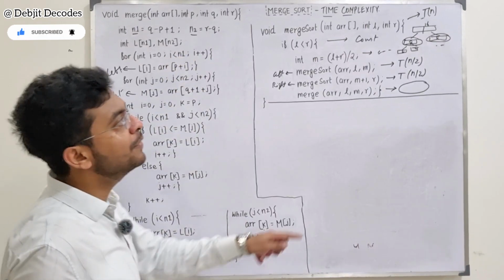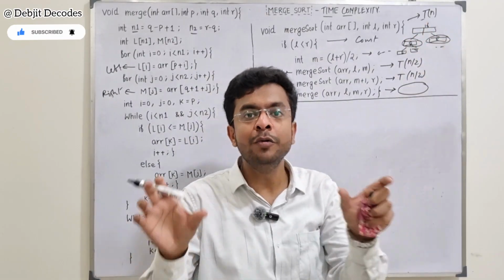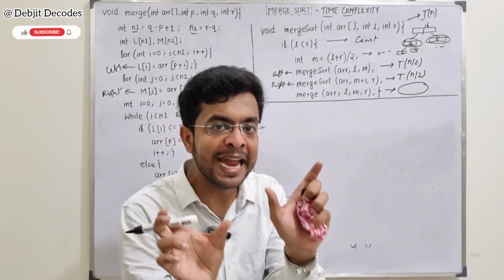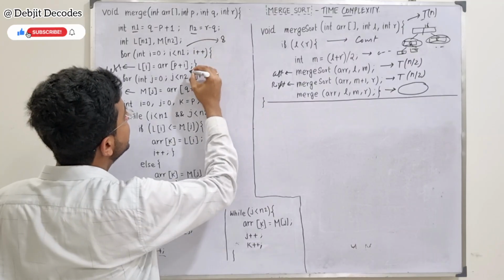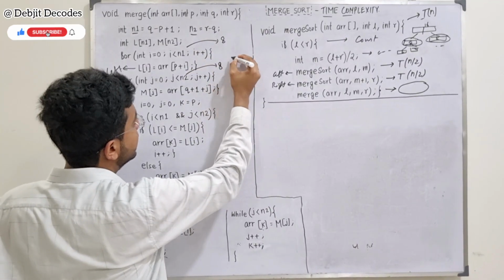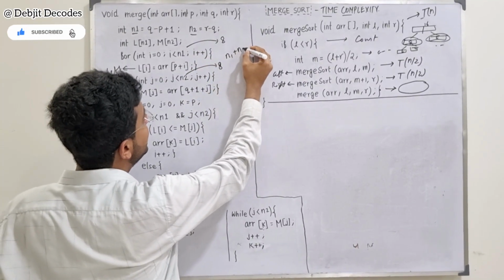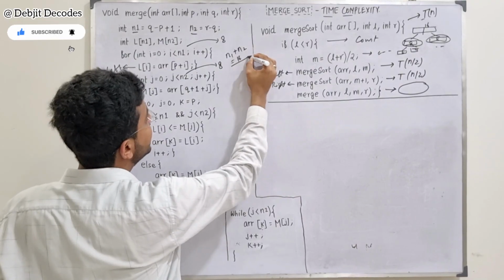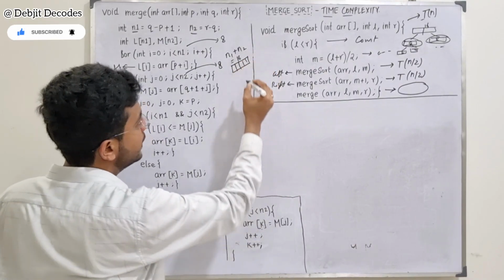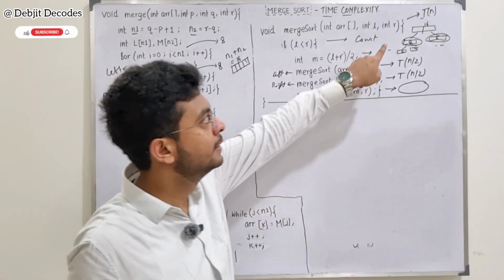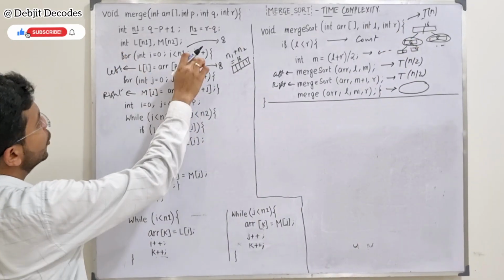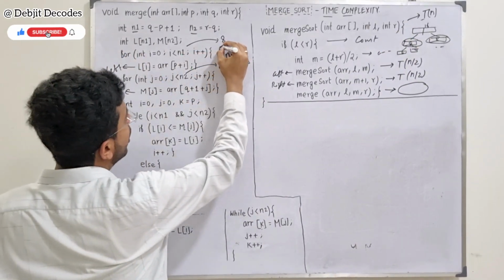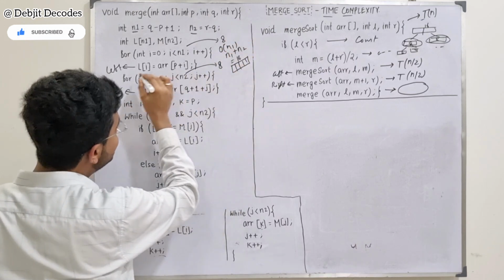So initially, if the array size was 16 and you are trying to merge two subarrays of size 8, then n1 is size 8 and n2 is size 8. That means n1 plus n2 is equal to 16, which is nothing but the entire array.